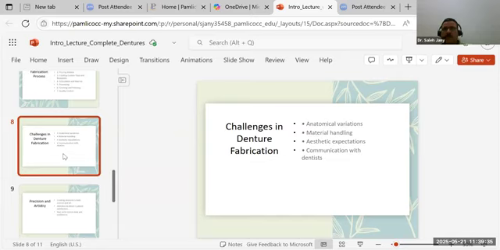And most people who come to us don't have enough bone. So that's anatomical variation. Sometimes we have extra bone. Some people have extra bone in the palate. We call it tori. In the upper and the lower, we call it mandibular tori. It will be on the lingual side of the premolar area.